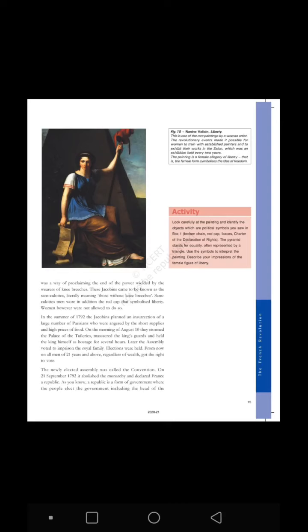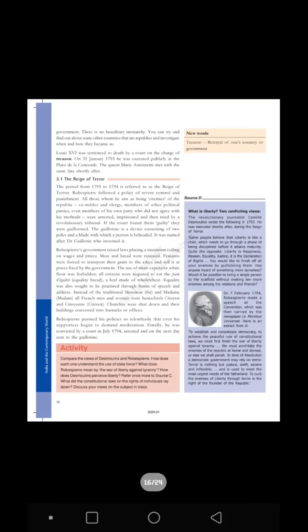Elections were held. From now on, all men of 21 years and above, regardless of wealth, got the right to vote. The newly elected assembly was called the convention. On 21st September 1792, it abolished the monarchy and declared France a republic. As you know, a republic is a form of government where the people elect the government, including the head of the government. There is no hereditary monarchy.